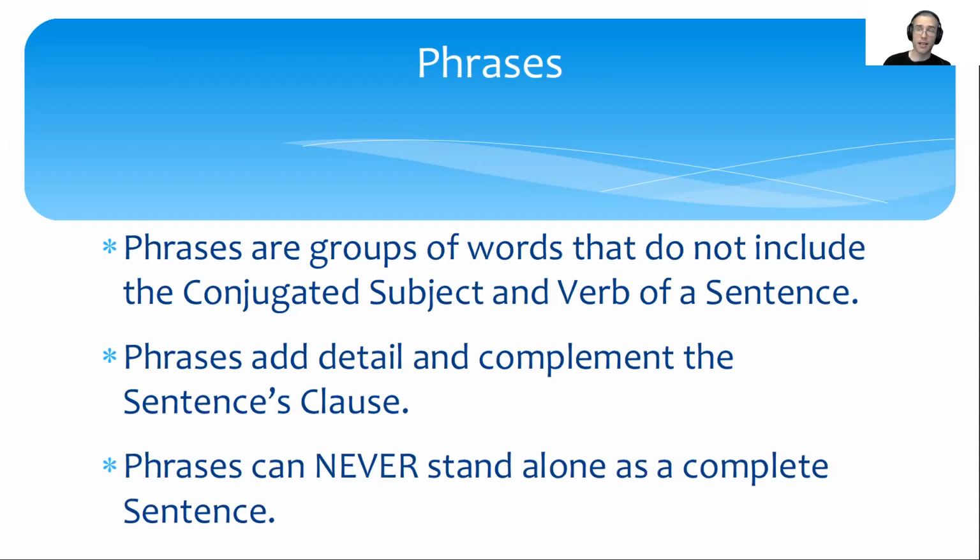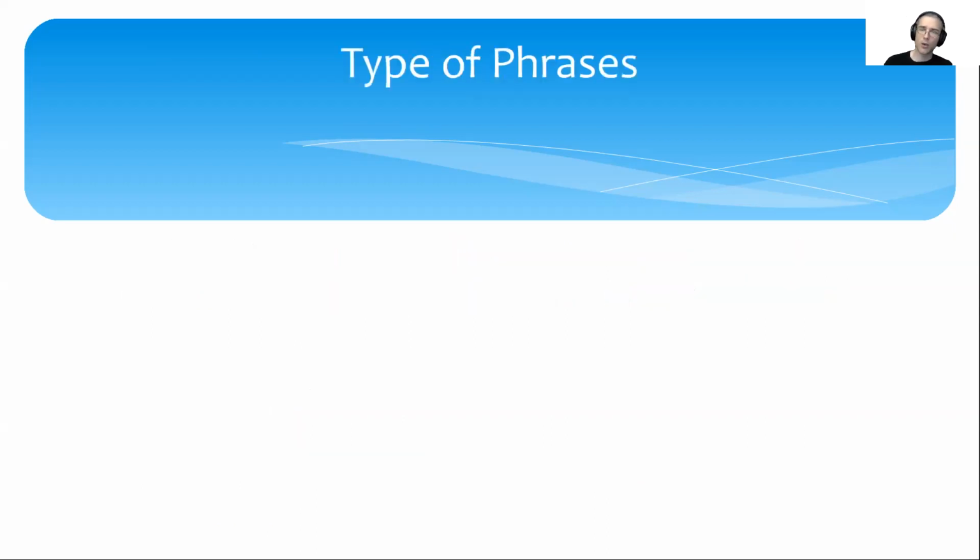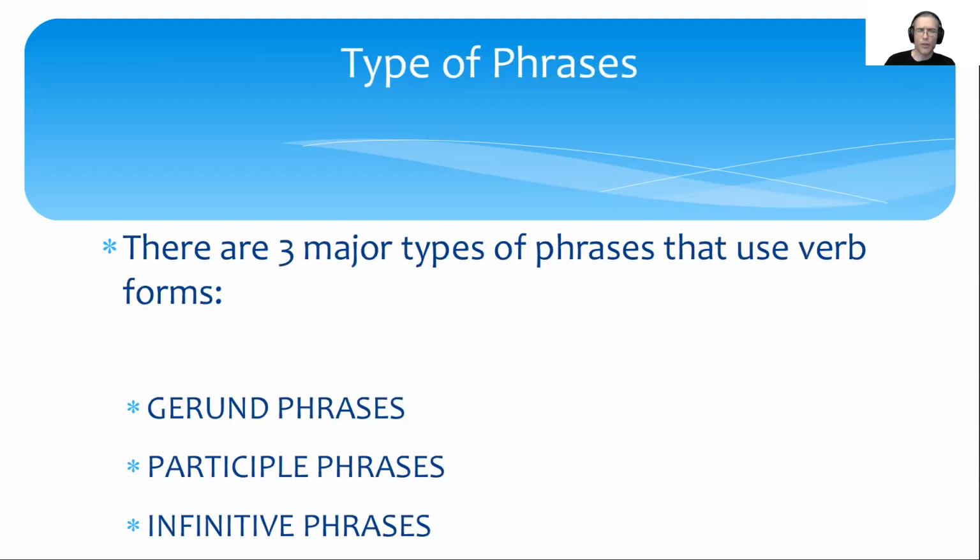Phrases, thus, because they don't have a subject and a properly conjugated verb, can never stand alone as a complete sentence. The types of phrases. There are three major types of phrases that use verb forms. There's the gerund phrase, the participle phrase, and the infinitive phrase.